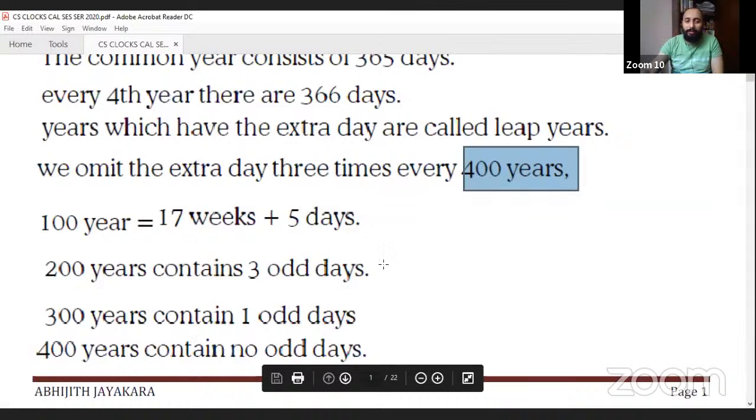So here we omit, here we omit, here we omit, here we will not omit. So this is the leap year.